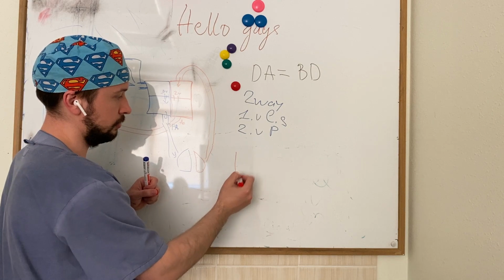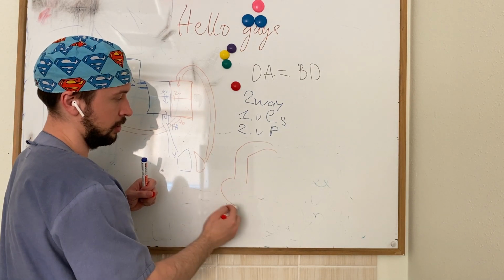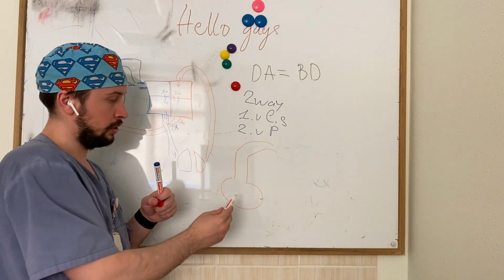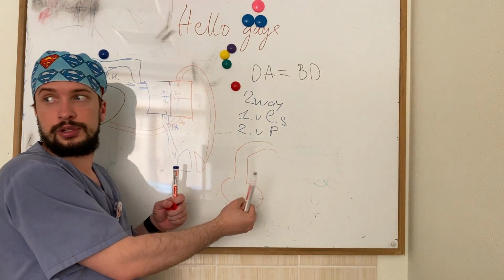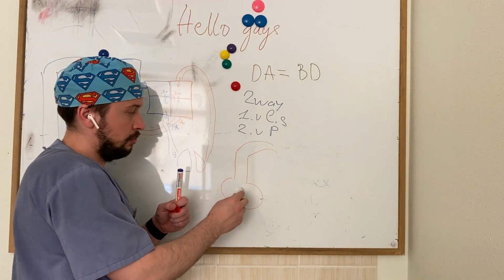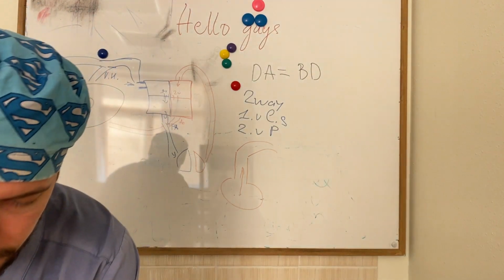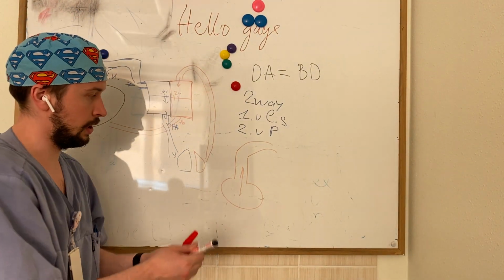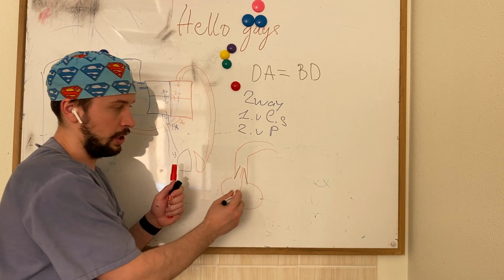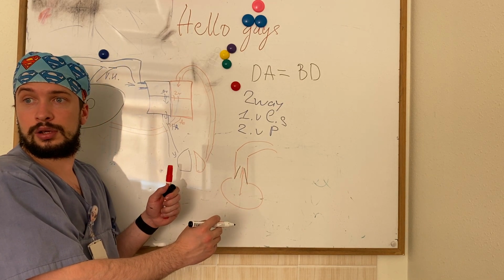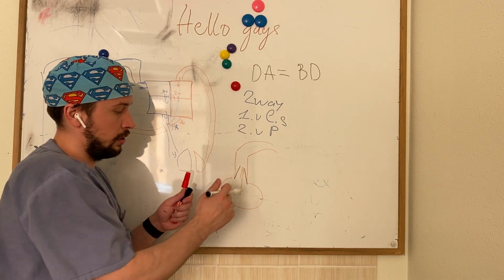This is the aorta, and this is the left ventricle. When we have a contraction, systole, blood goes to the aorta. At the beginning, with the small branch, there is an opened valve: the aortic valve.